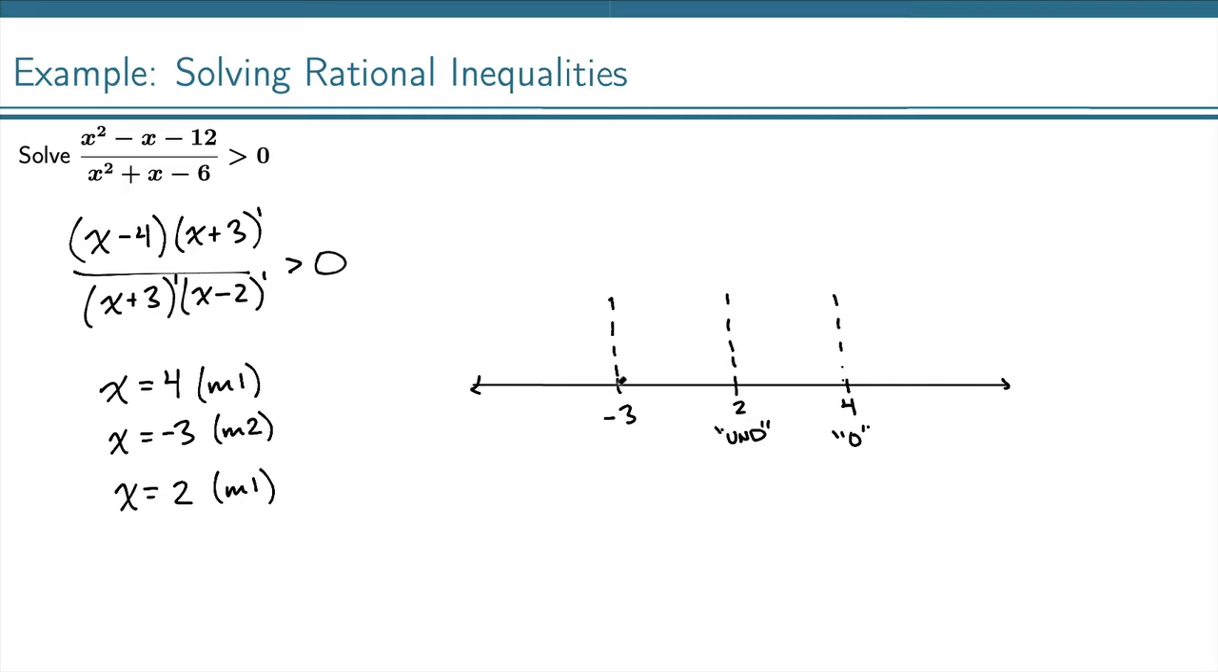The negative 3 came from both. And what we need to know there is that the denominator trumps. Because it's in the denominator, we know it's undefined there. We're not actually allowed to plug in negative 3.